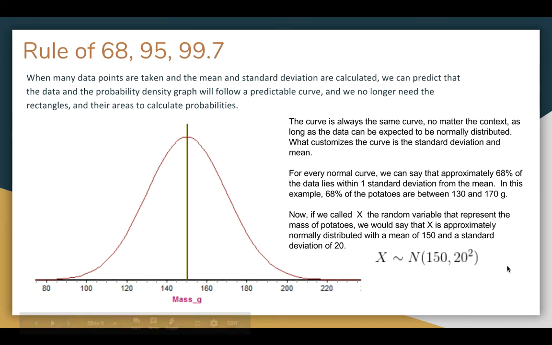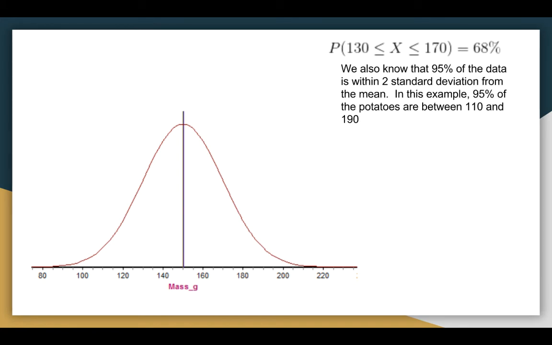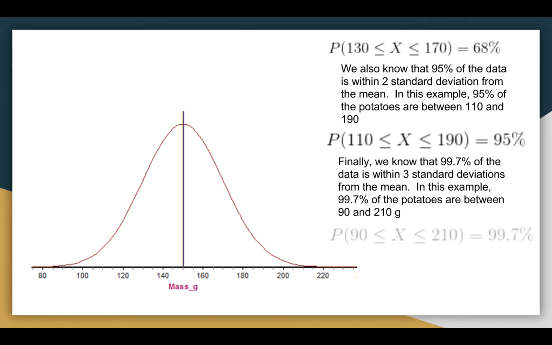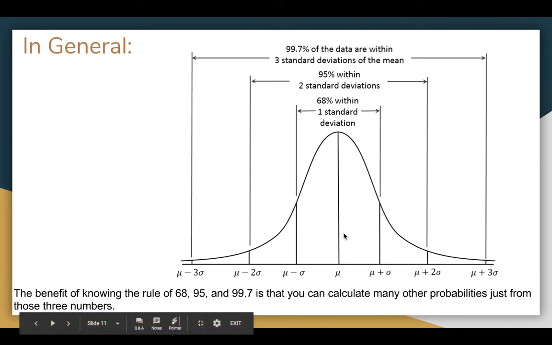We're saying x is the random variable, so we can use x instead of saying the mass of potatoes every time. So x between 130 and 170 is 68%. We also know that 95% is within 2 standard deviations, so between 110 and 190. And this is the rule of 68, 95, and 99.7. So 3 standard deviations above and below is 99.7%. In general, this is always true. You've got the mean in the middle, and adding and subtracting one standard deviation, you know 68, 95, 99.7.